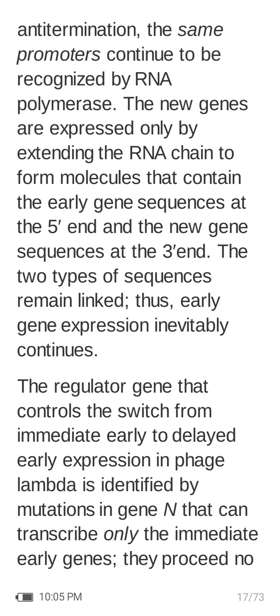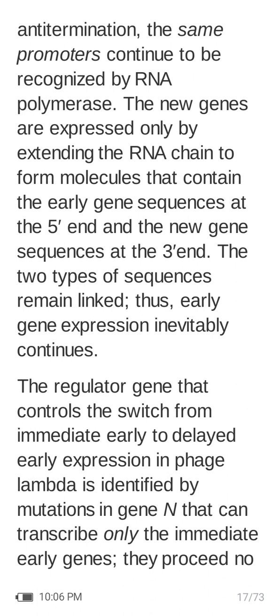So in anti-termination, the same promoters continue to be recognized by RNA polymerase. The new genes are expressed only by extending the RNA chain to form molecules that contain early sequences at the 5' end and the new gene sequences at the 3' end. The two types of sequences remain linked. Early gene expression inevitably continues.